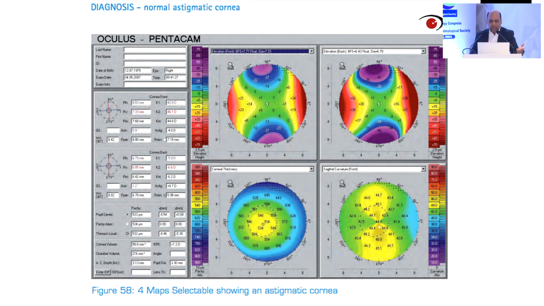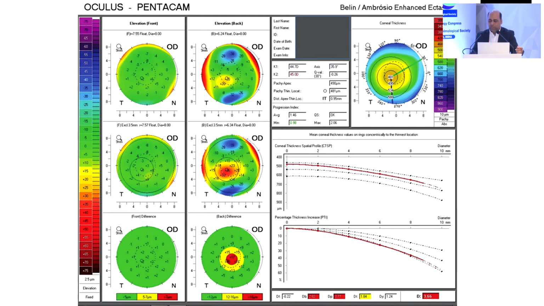So this is an example of a normal Pentacam. You can see the symmetrical bow tie. All the parameters are green, 42, 43. CCT is 554, so you can correct easily. So this is another scan, which is not a normal scan.